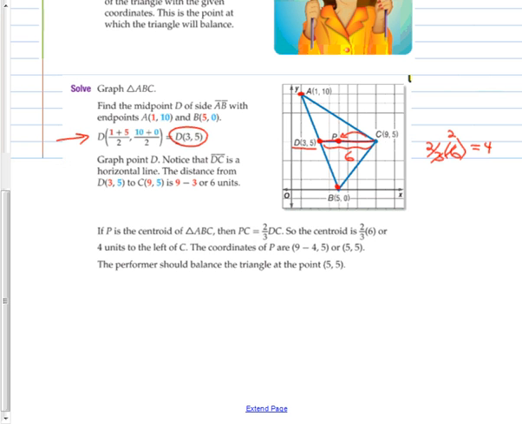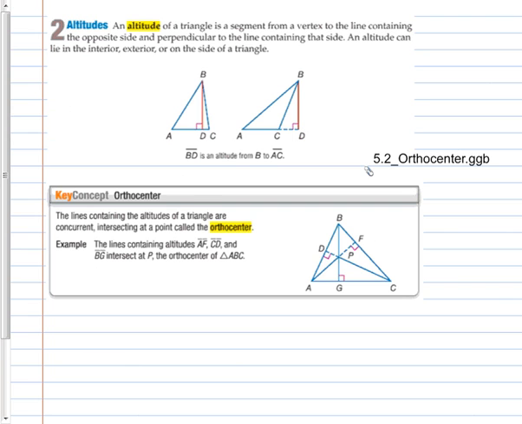So if you come back 4, what are the coordinates of point P if you come back 4 from that point? If C is 9, 5, point P would be what? 5, 5. It would be point 5, comma 5. That would be the location of where I have the centroid or my balancing point. Point 5, comma 5. You may have a problem a little bit like that.